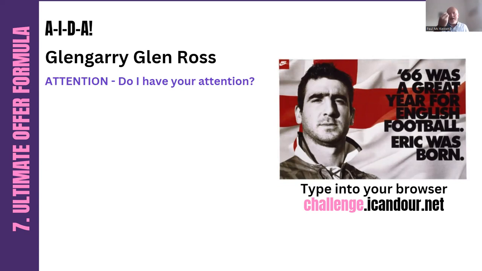So what they're doing here is, this is a very clever commercial from Nike, and they've got the flag of England there with the St. George's cross in the back, and it's the only color there that's appearing apart from the red and white Nike logo. Now, the shirt that Eric is wearing, the Manchester United shirt, is actually red and white, but because it's done in grayscale here, it has a fantastic effect.